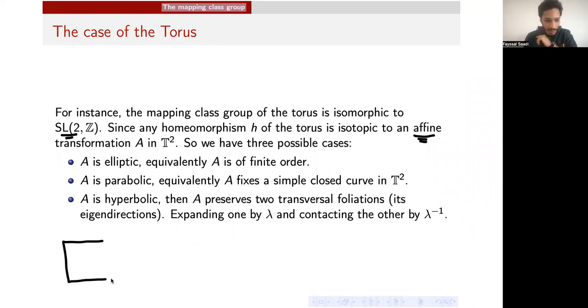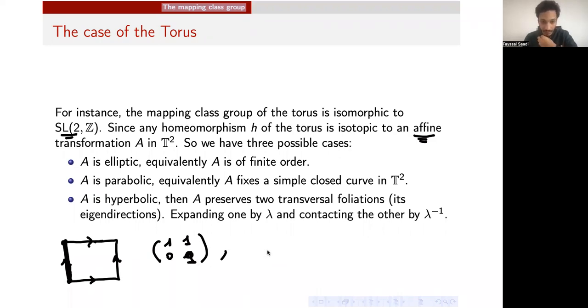For example, on the torus, you can take the matrix (1 1; 0 1). This is a parabolic matrix, and we can see that it preserves this loop. So it fixes this loop. Or A is hyperbolic, which is the generic case.